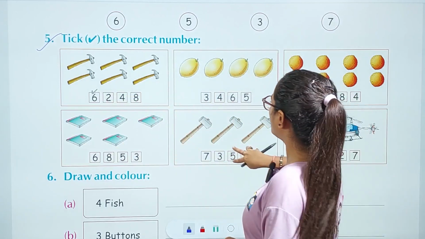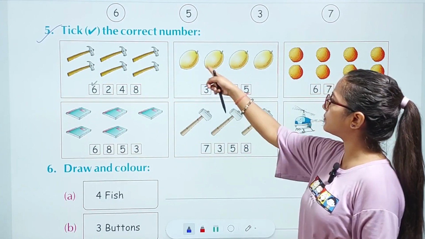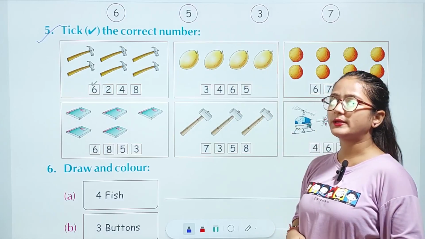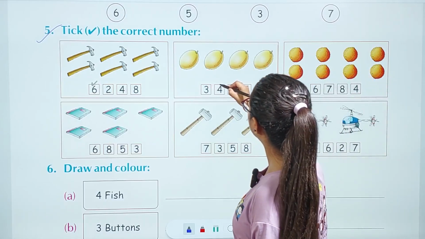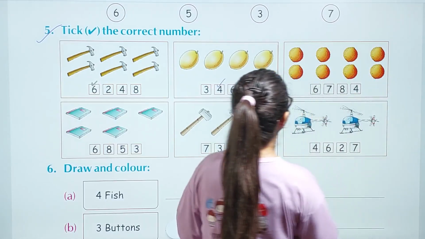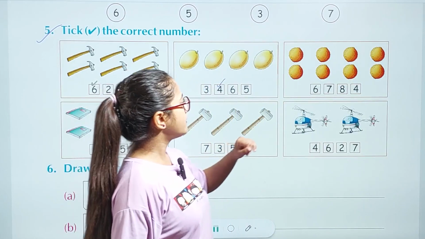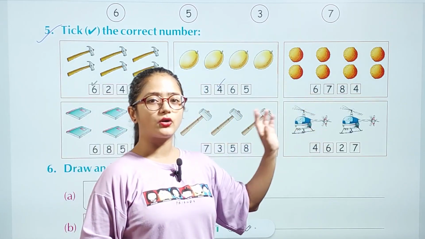Okay. Now how many lemons are there? 1, 2, 3, 4. 4 lemons. So you have to tick the number 4. Like this, you have to first count the figure, then you have to take the number according to that figure.